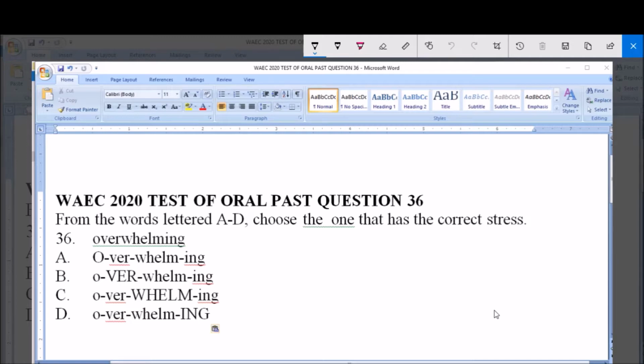2020 English Test of Oral Past Question. Question number 36. The instruction here says that we should look out for the word or option that takes the stress of the given word. And when we talk of stress, it means the degree of force that a syllable or a unit of a particular word takes during pronunciation or production.